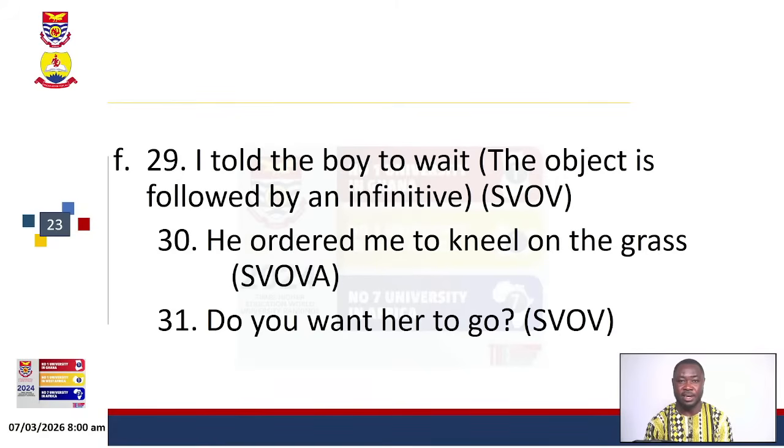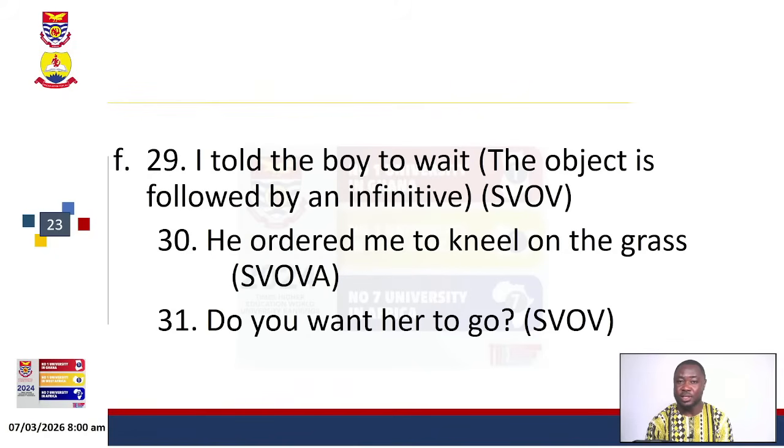Getting the more crazier. He ordered me to kneel on the grass. He, subject, which is S, ordered, V, me is the O, to kneel, that is another V, and then on the grass is an adjunct.